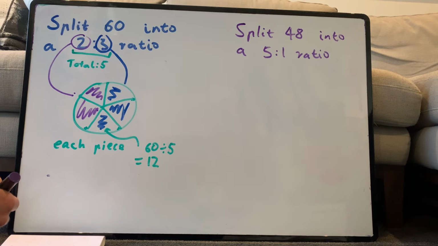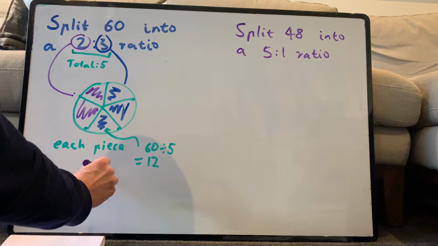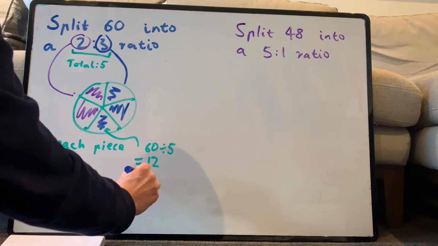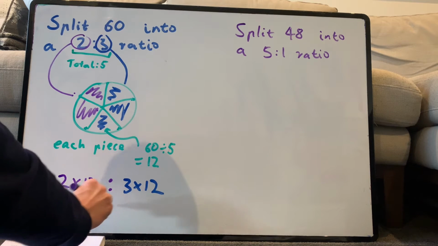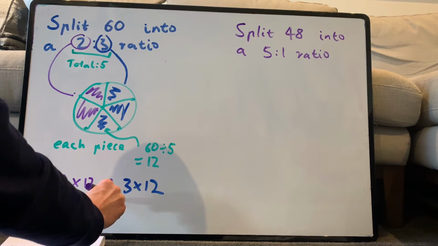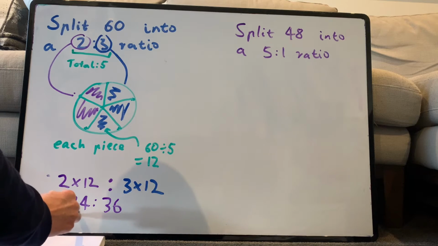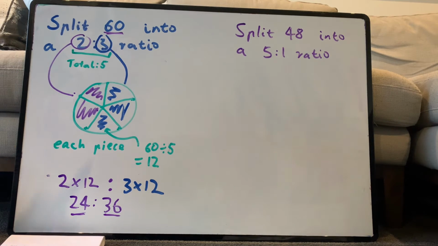What does the purple person get? 2 lots of 12. Each piece is 12. What's the blue person getting? 3 lots of 12. What's 2 times 12? 24. What's 3 times 12? 36. And then you can check if you're correct. That number plus that number needs to equal that number because the question is asking us to split this amount into some ratio. The numbers will always work out nice, so don't stress too much.